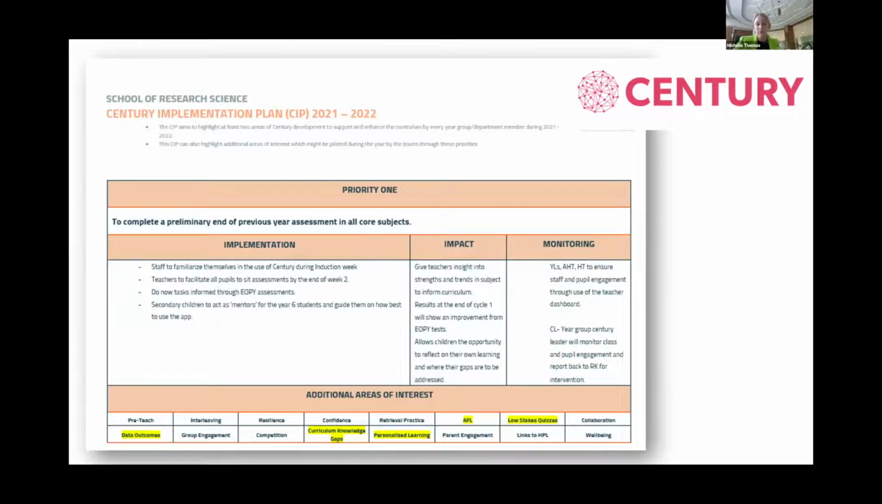Here's an example of our implementation plan from one of our year six classes. And what they said was, we're going to use the end of year assessments. So they did them at the start of year six last academic year in the English, maths and science. And they could see where the gaps were for their students. So that meant it gave them an insight really quickly. It's self-marked, great. The diagnostics Adele will talk you through, but what that does is give you an ability to customize your curriculum. And I think that's key for success.